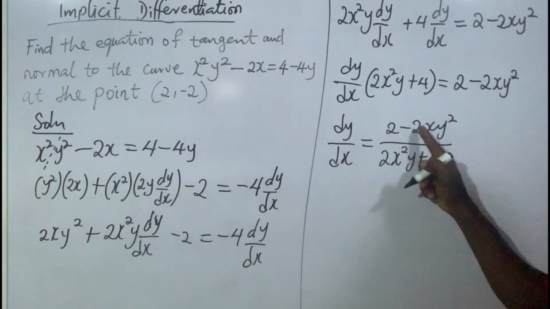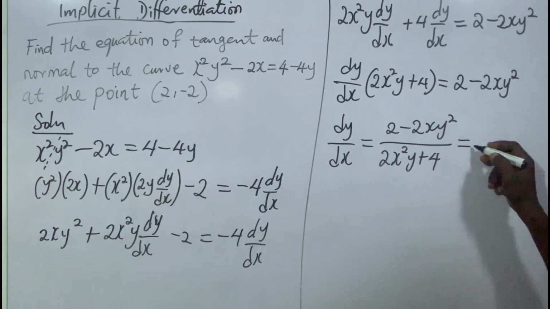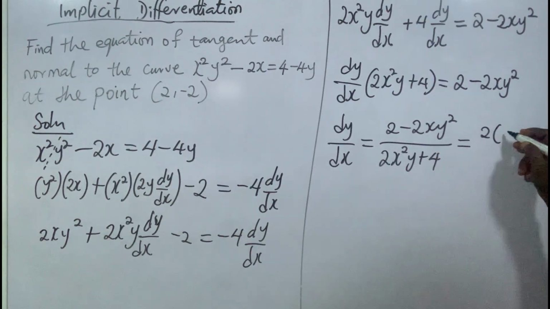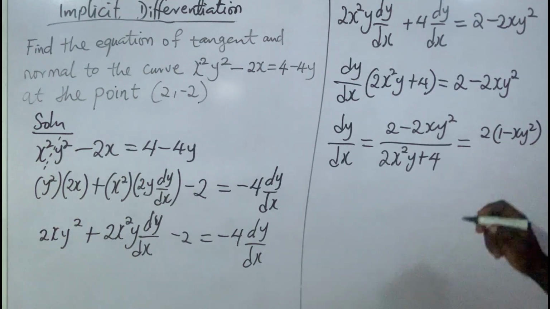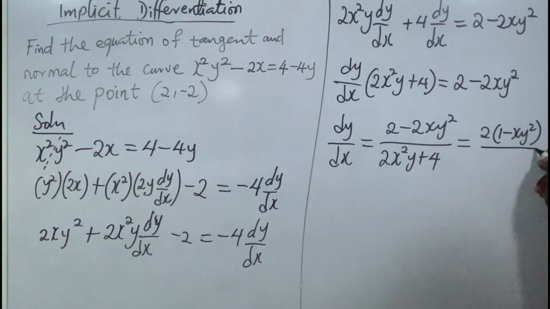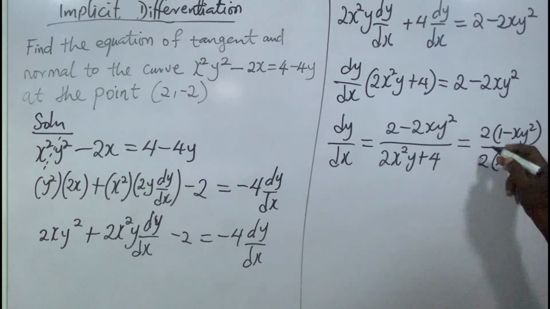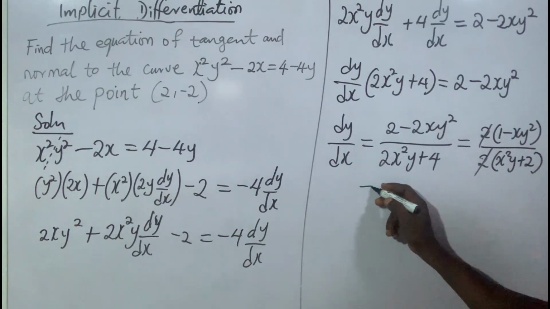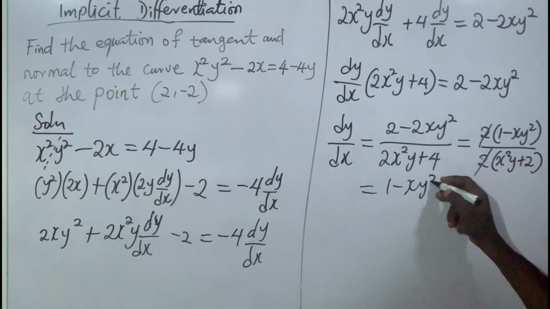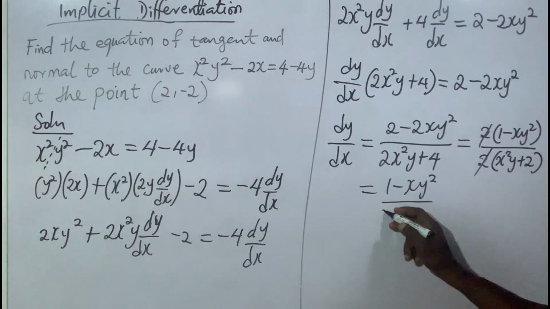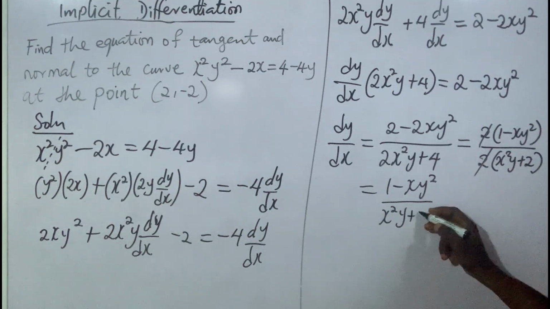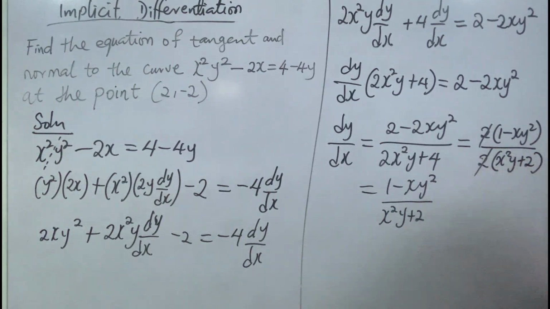If you observe, 2 is common to all the terms. If I bring out 2 at the top, I'm going to have 1 minus xy squared. If I bring out 2 at the denominator, I'm going to have x squared y plus 2. So 2 is gone, leaving us with 1 minus xy squared over x squared y plus 2. So this is the dy/dx. Remember, they didn't ask us to find the dy/dx.